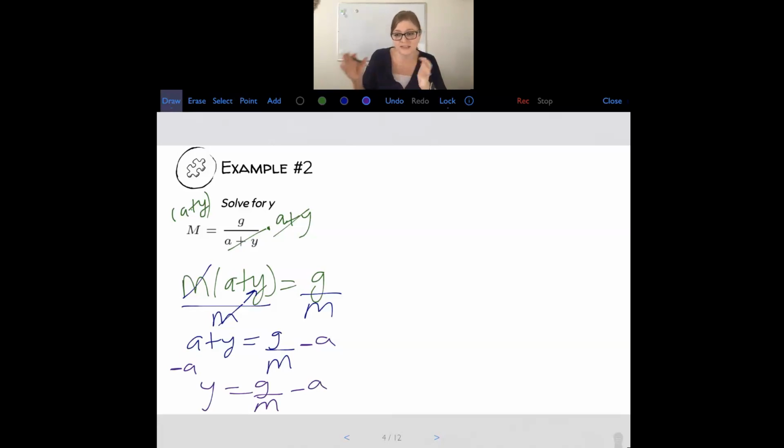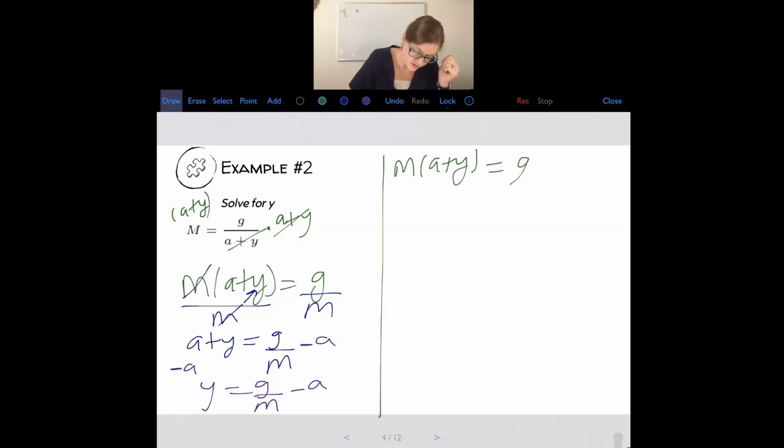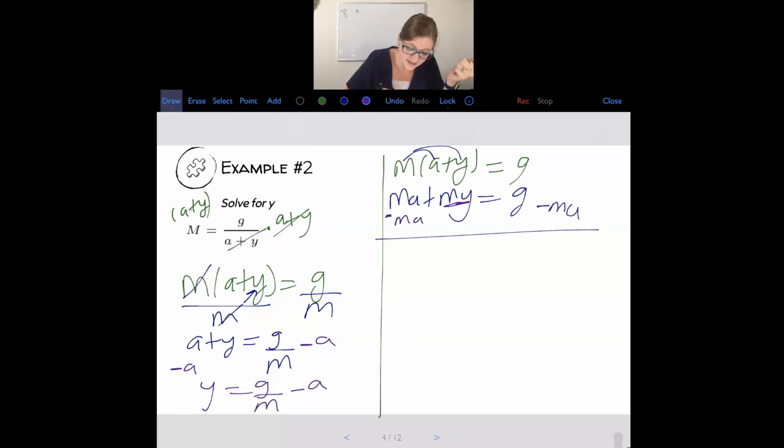Okay, when you're subtracting a, it's a term on its own. The other way, I'm going to start from m times a plus y is equal to g. You can distribute the m to make sure that we clear the parentheses. So we have ma plus my is equal to g. Again, we're still trying to solve for y. The first term that's in our way is this ma. So we subtract it from both sides. Positive ma minus ma cancels. We're left with my is equal to g minus ma.